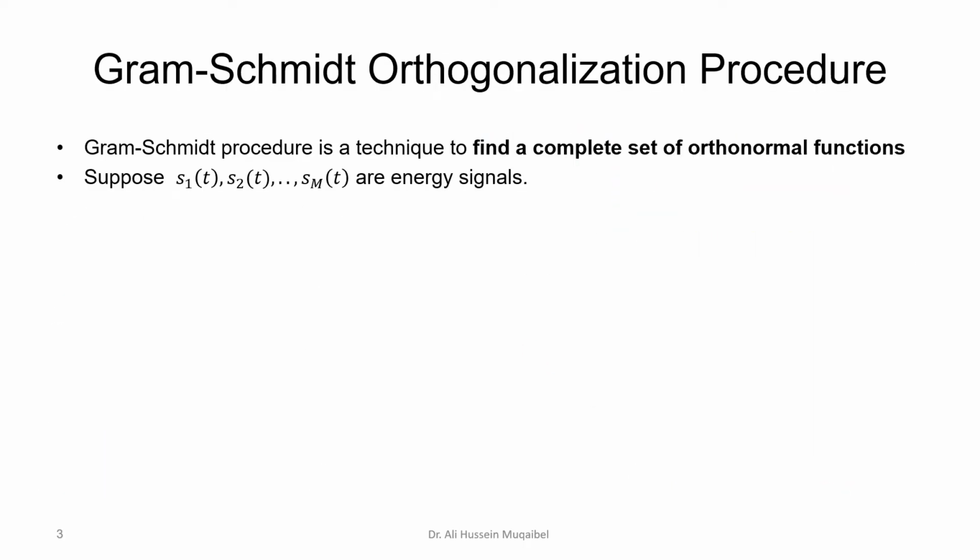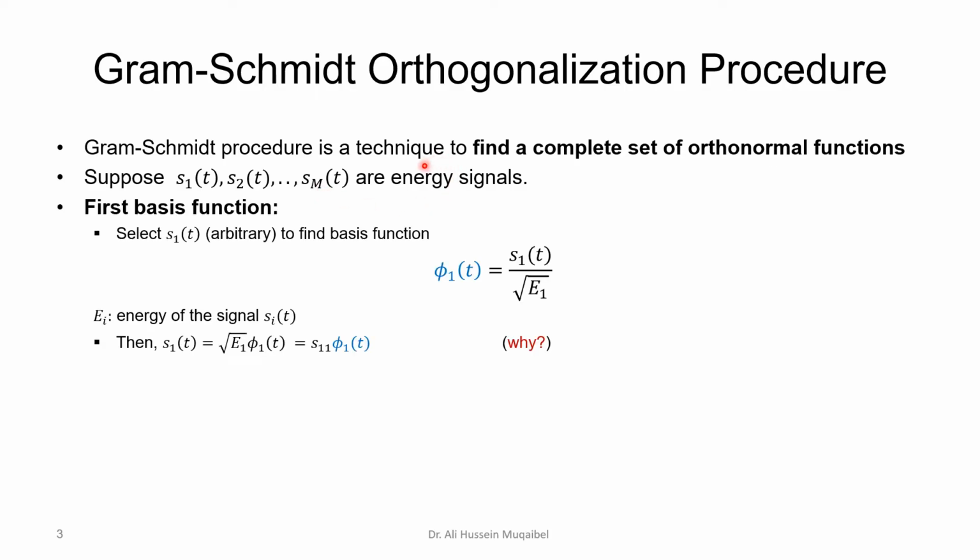So the Gram-Schmidt orthogonalization procedure is a technique to find a complete set of orthogonal functions. We will be given signals, we have capital M signals, and they're all energy signals, and we need to find the basis for these signals. So the first base is to select the first signal. Of course, the order would be arbitrary. We take the first signal and assume it is our first base.